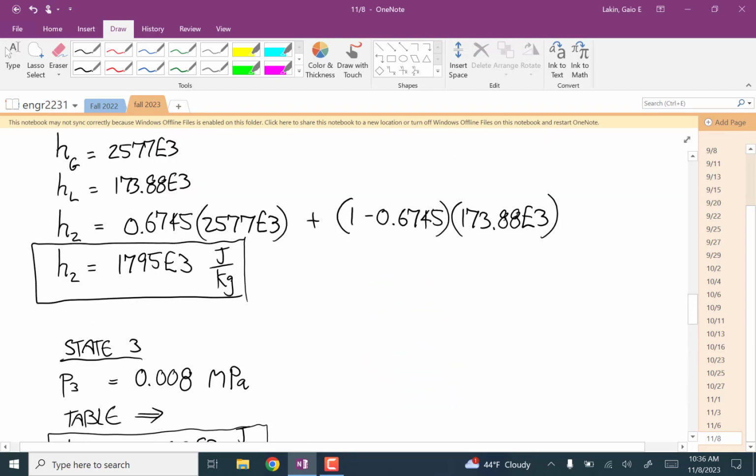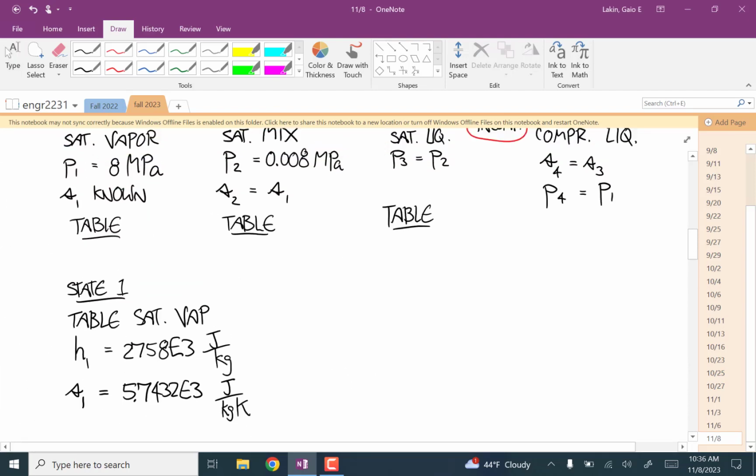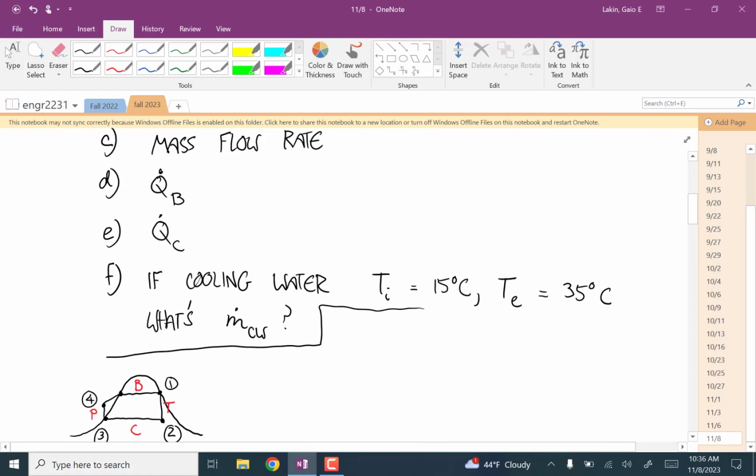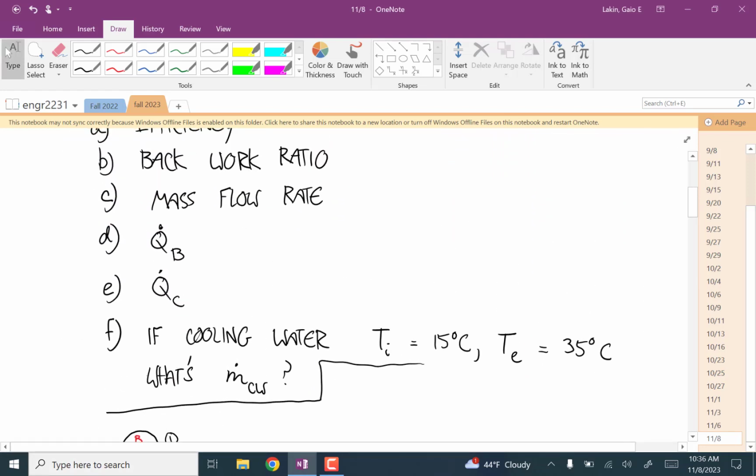Yeah. Let's see. So now we want the heat transfer at the boiler and the heat transfer at the condenser.